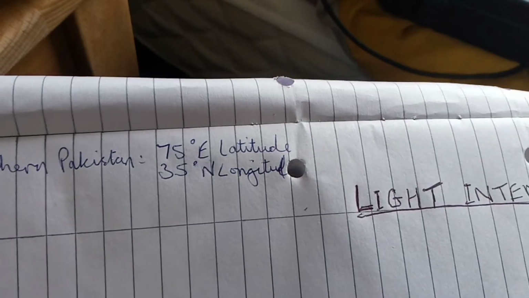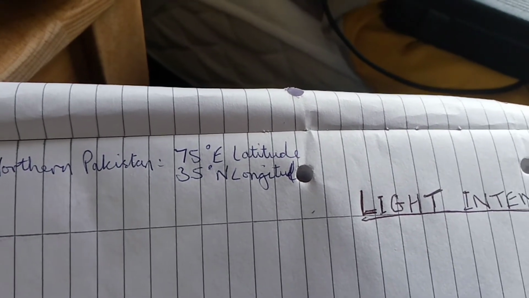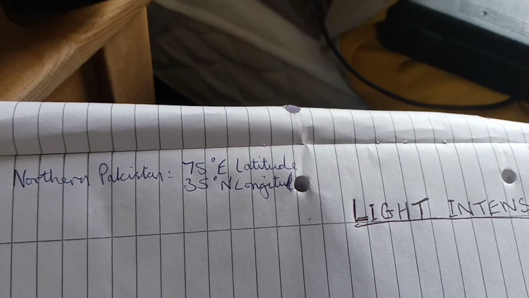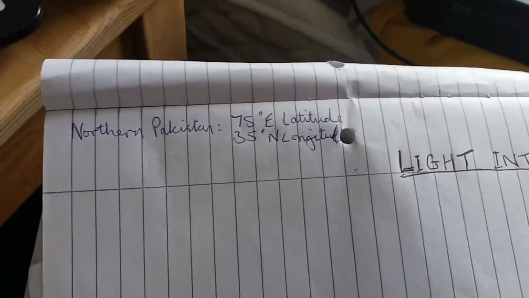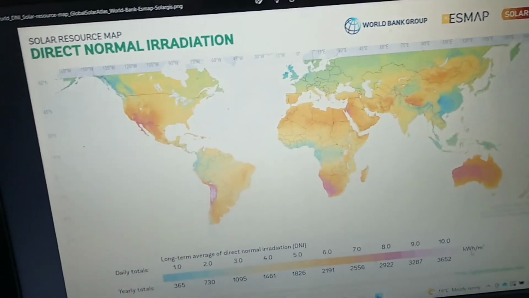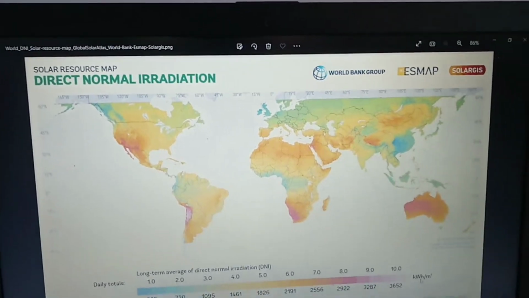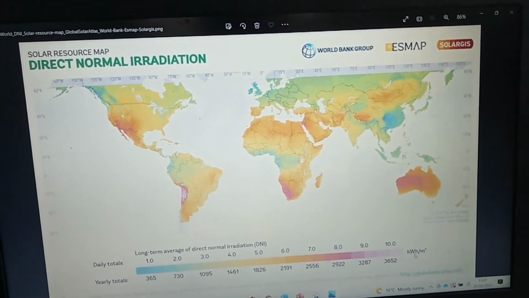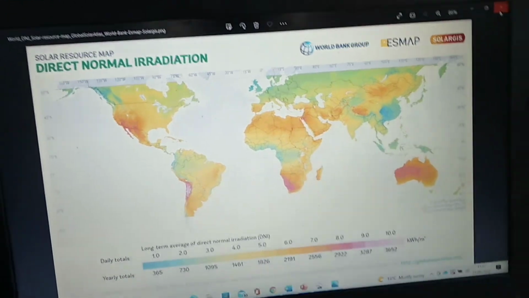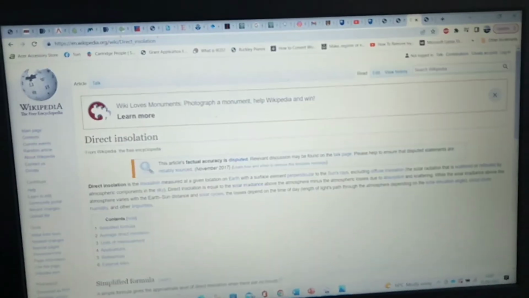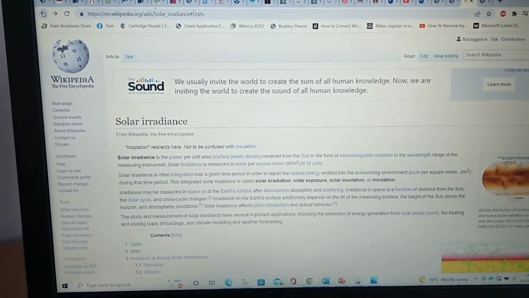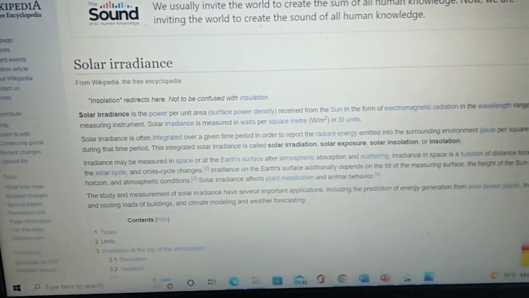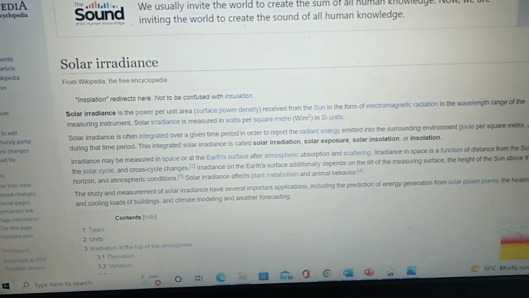Light intensity, and I figured out northern Pakistan is at 75-degree east longitude and 35-degree north latitude, and I got that information from this graph here, which I got from Wikipedia. So let's have a look. If I just go back a couple of pages. Solar irradiance. Okay, this is like major physics now, guys.